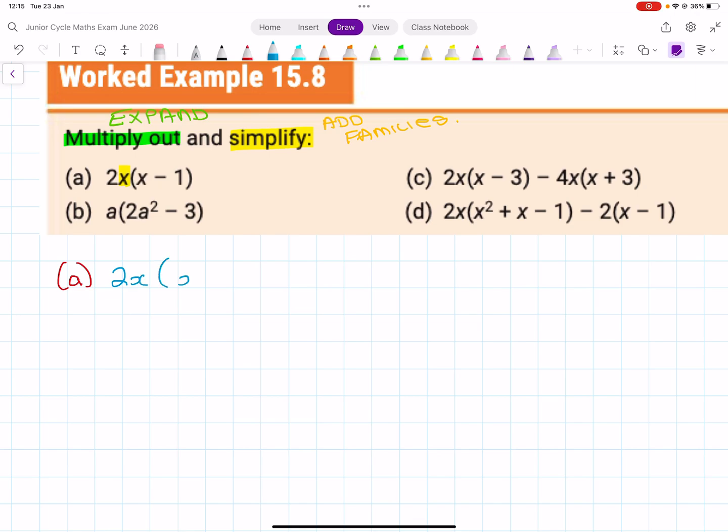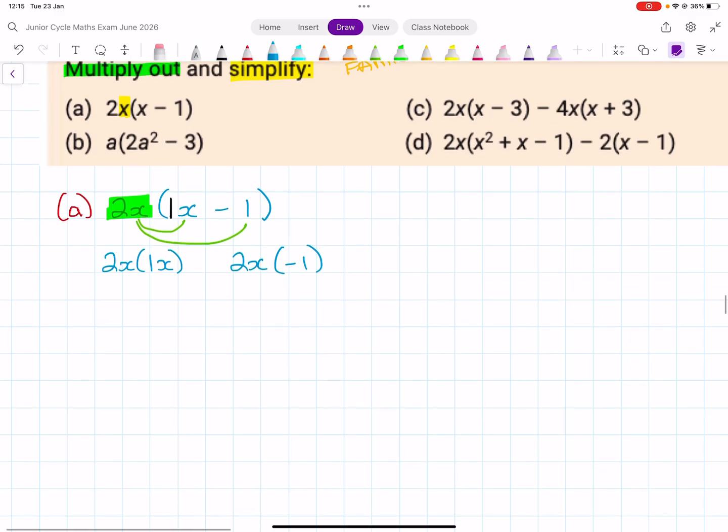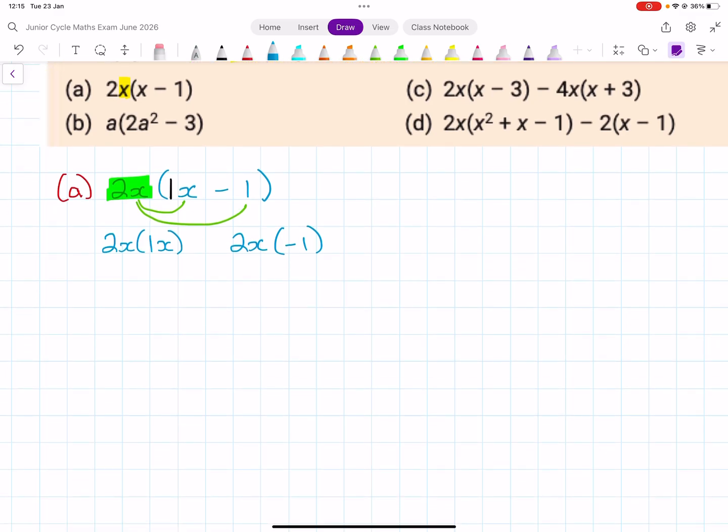2x bracket x minus 1. So I'm going to take this and I'm going to multiply it by both things in the bracket. My x doesn't have a number, so I'm going to give it a number. And now I'm going to set up my multiplications. So it's 2x by 1x, and then it's 2x again, and this time minus 1. Okay, so starting on the first one, 2 times 1 is 2.